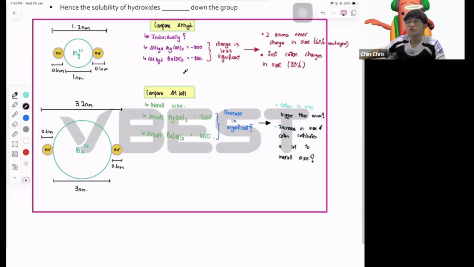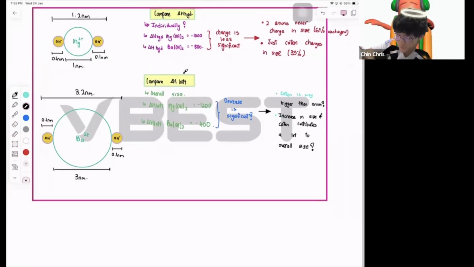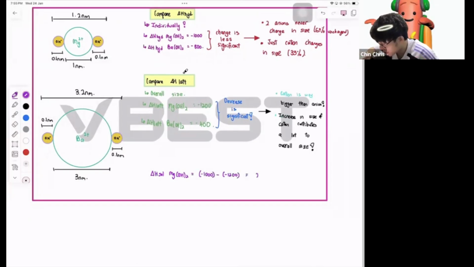Done? So guys, to conclude, can I calculate my delta H solution of Mg(OH)2? It's going to be negative 1,000 minus negative 1,200. It's positive 200, insoluble.